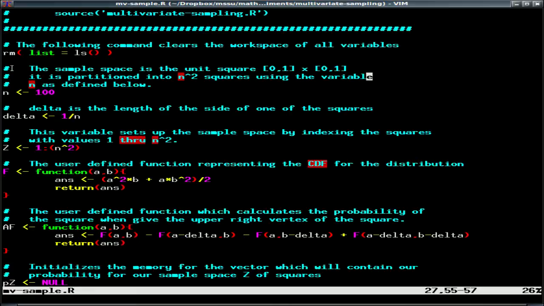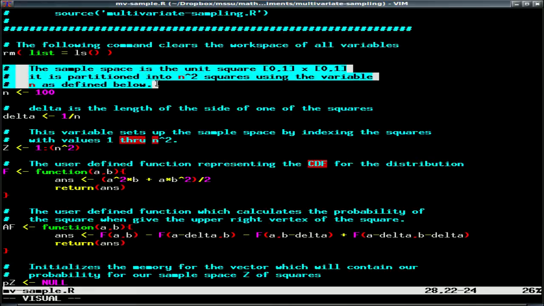Now for the second command, the idea behind the script is that we're taking our sample space. Our sample space is the unit square, so [0, 1] cross [0, 1]. We're going to divide that unit square up into subsquares, and we decide how many subsquares we want on a particular side. That's what our variable n is for. Currently this variable is set to divide it up into 100 squares on a side.